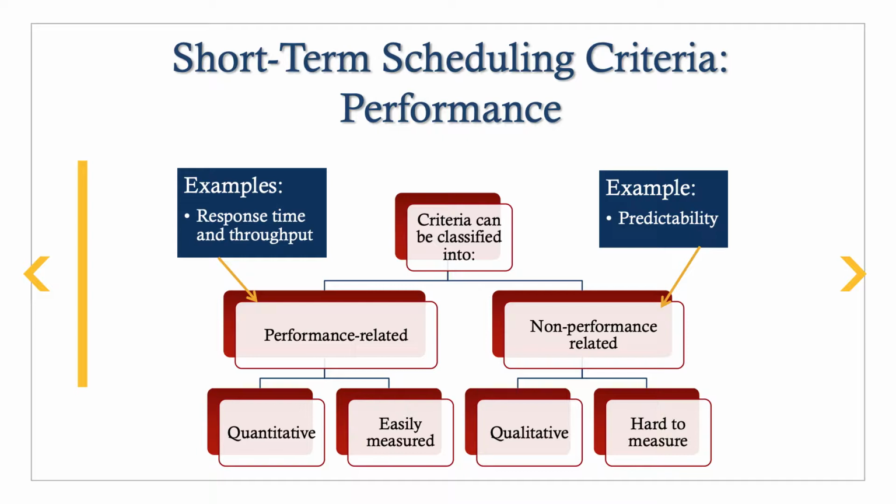We might also be looking at things that are non-performance related, like predictability. These can be qualitative and difficult to measure, right? They don't necessarily lend themselves to a simple time measurement or something like that. So we have to be a little careful about what we're actually talking about as far as our criteria go when we're making decisions for short-term scheduling.